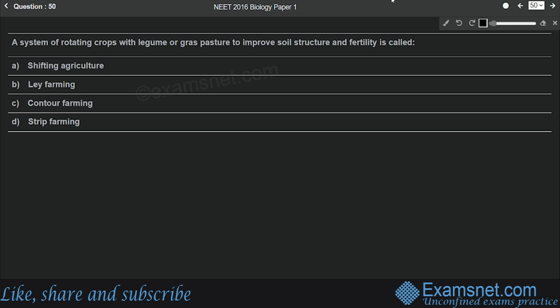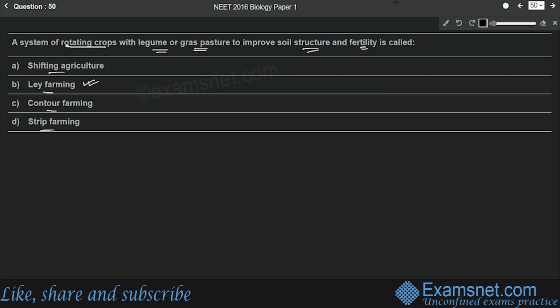Question number 50 is from the chapter Strategies for Enhancement in Food Production, and the question is, a system of rotating crops with legume or grass pasture to improve soil structure and fertility is called. Options are shifting agriculture, lay farming, contour farming and strip farming, and the correct answer is option B, that is lay farming. So what is lay farming?